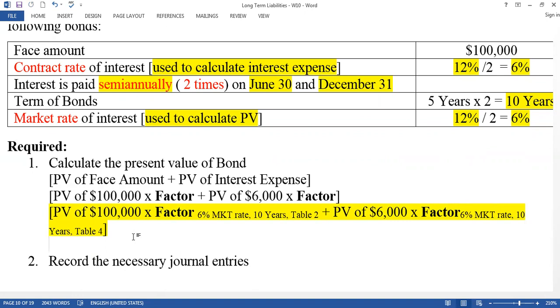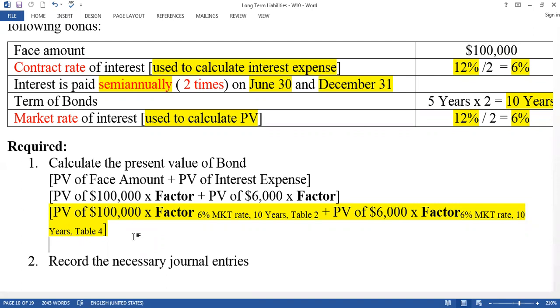Okay, to calculate the factor, we need the market interest rate, we need the compounded time period, and we need to know which table is suitable. Okay, so table 2 is suitable. Why? Because the future cash flow $100,000 is only one time.